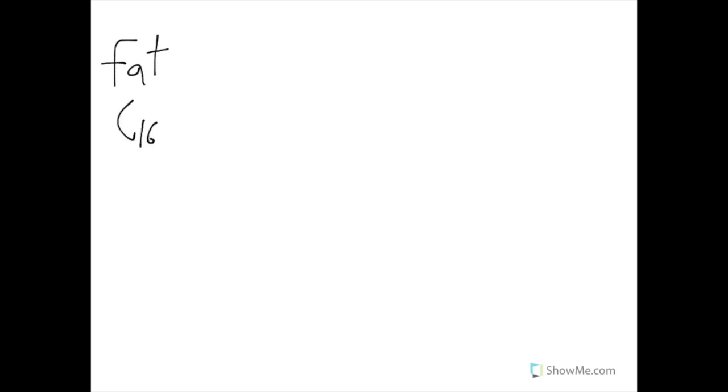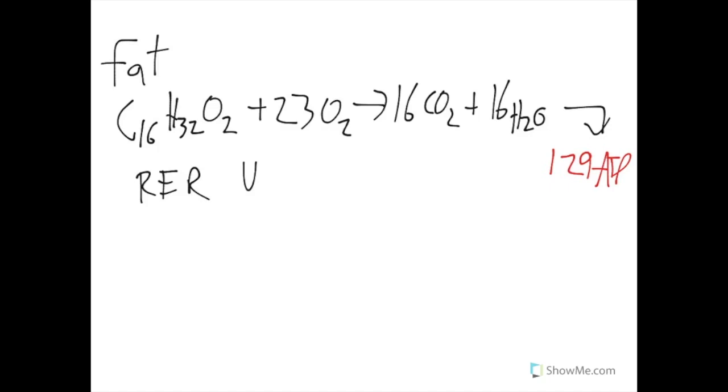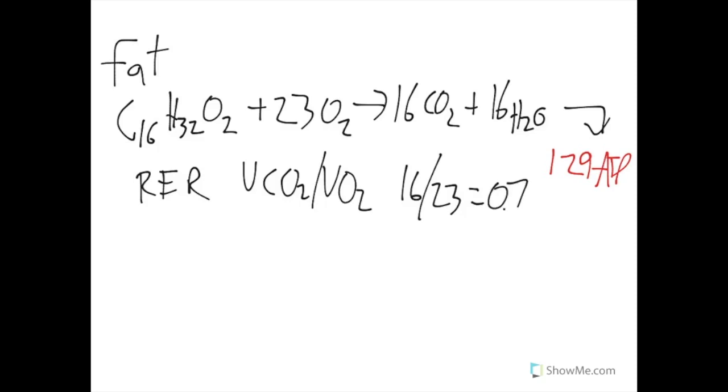So if we have our 16 carbon molecule, H32O2 fatty acid molecule, that requires 23 molecules of oxygen to oxidize, and we generate 16 molecules of carbon dioxide, 16 molecules of H2O, and that yields us our wonderful 129 molecules of ATP. Or when we look at that in the form of a respiratory exchange ratio, we have the VCO2 divided by VO2, that is going to be 16 divided by 23, which gives us our 0.7 RER value for fat.